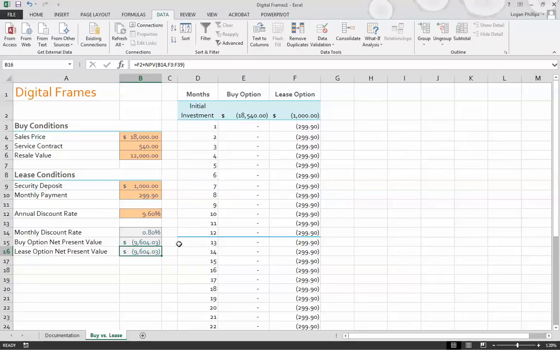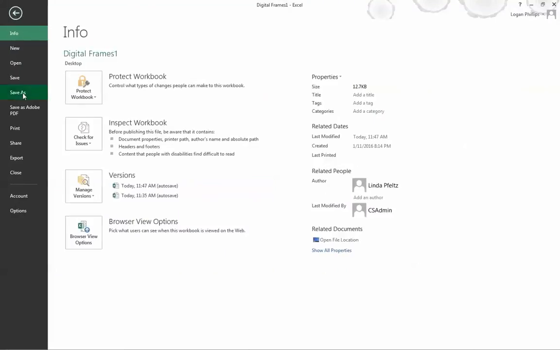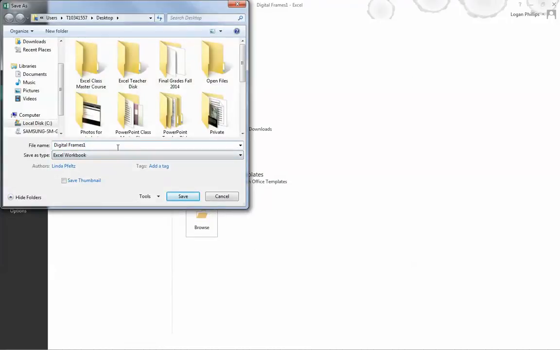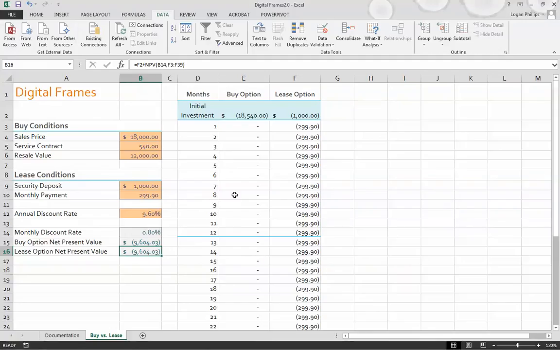Current value, hit OK. Now we can see to make the lease option equal to the buy option, we're going to have monthly payments at least down to $299.90. Then we're going to save this as digital frames 2. And then we're going to go on to step 15.